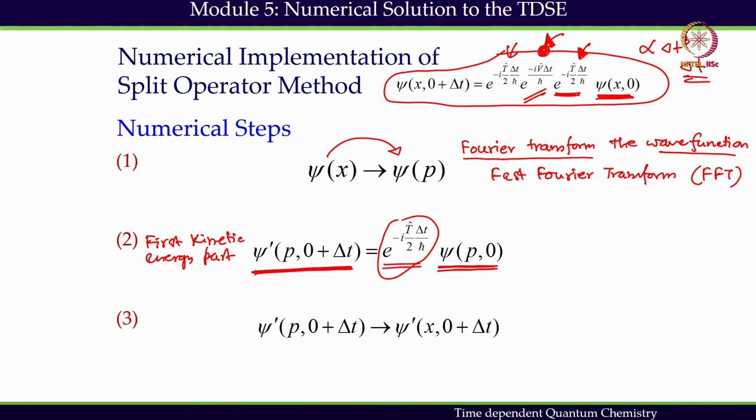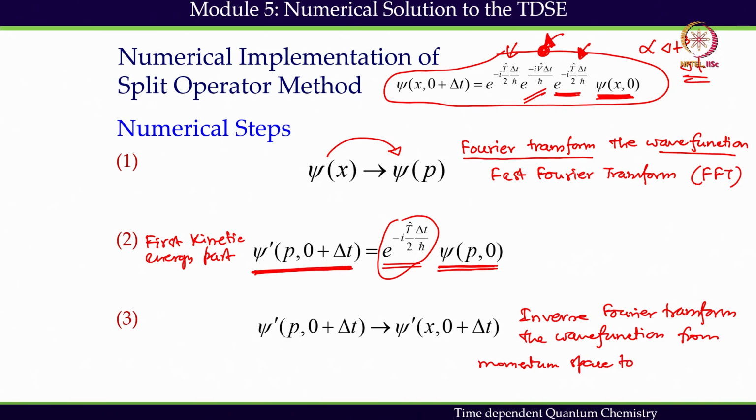real space. Because it has to act on the real space, all we have to do is use the inverse Fourier transform of the wave function from momentum space to position space again, because this operator will act in the position space. That's why the wave function has to be converted.